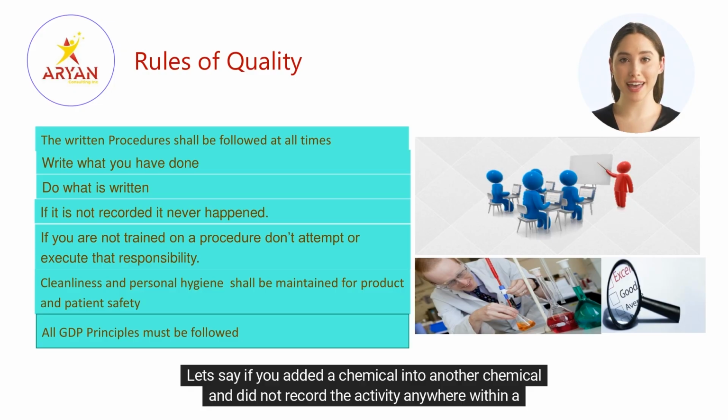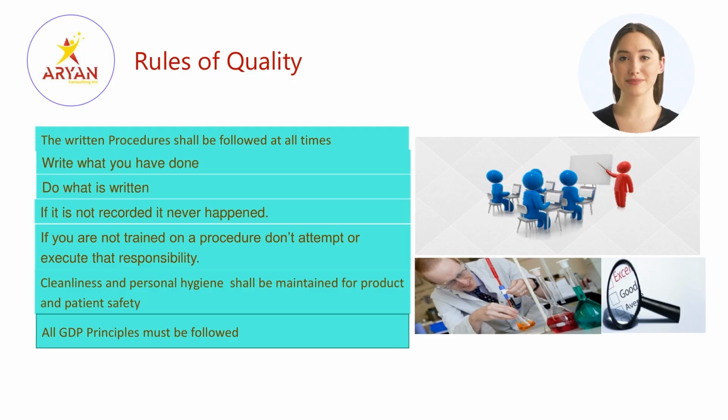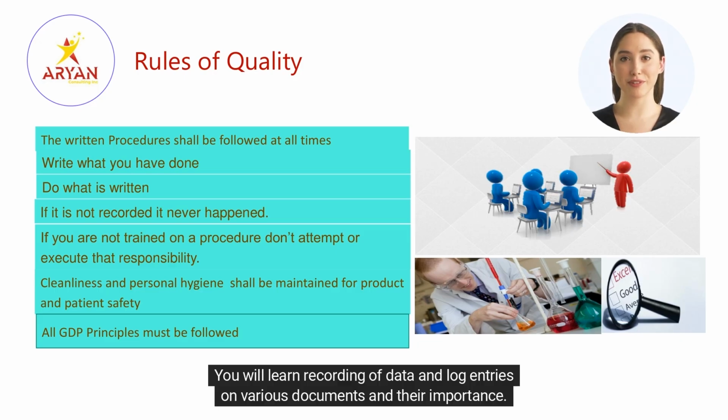Let's say you added a chemical into another chemical and did not record the activity anywhere within a log, batch record, or any other document where it needs to be recorded. So it is important to write and log everything you do. You will learn recording of data and log entries on various documents and their importance.